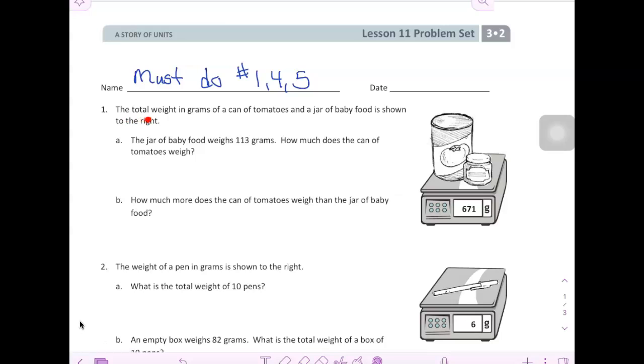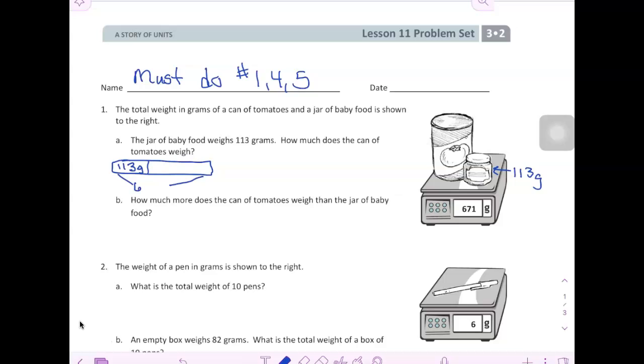Number 1, the total weight in grams of a can of tomatoes and a jar of baby food is shown to the right here. This is the total weight. Letter A. The jar of baby food weighs 113 grams. How much does the can of tomatoes weigh? So we know that the baby food weighs 113 grams, and it helps me to label my pictures sometimes. So I'm going to model this with a tape diagram. The tape diagram isn't necessarily going to give me the answer, but it's going to help model the problem so that I can visualize it.